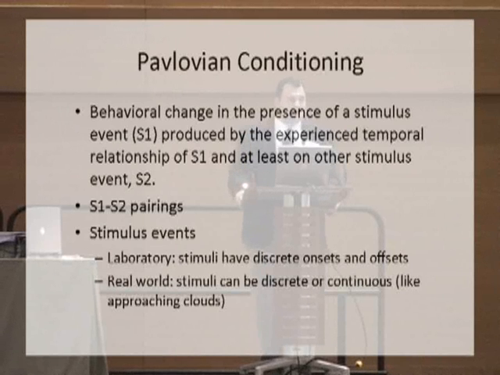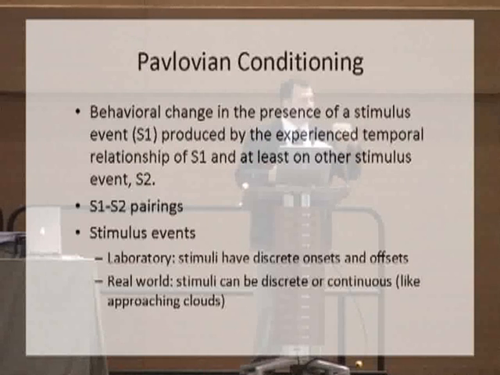Pretty straightforward stuff. We can define Pavlovian conditioning in the abstract by saying that it's behavioral change in the presence of a stimulus event produced by the experienced temporal relationship of one of those stimuli, S1, and at least one other stimulus event, which we could call S2. In other words, conditioning is produced by pairing stimuli. And in a lot of operant psychology, we're not interested in that relationship. We're interested in the relationship between responses and stimuli, usually responses and reinforcers, or responses and punishers.